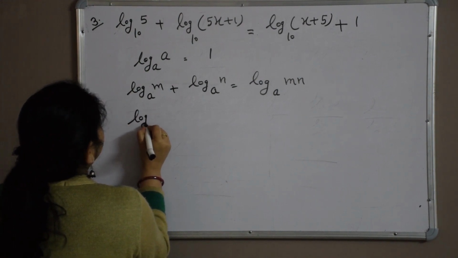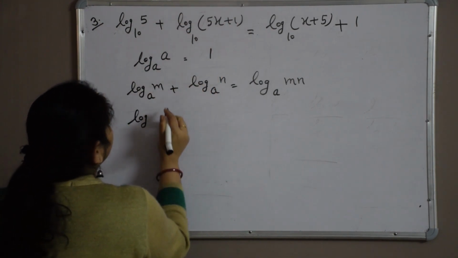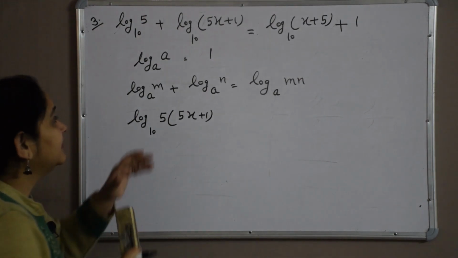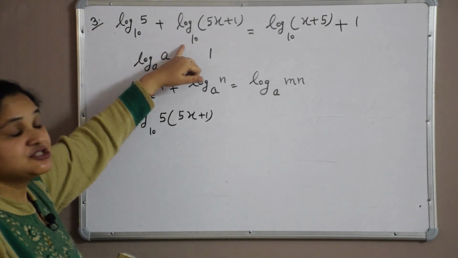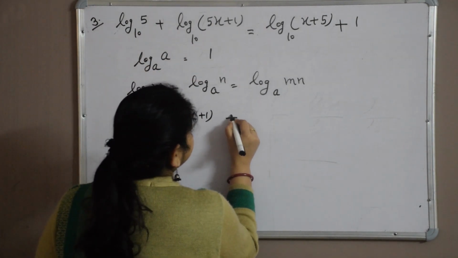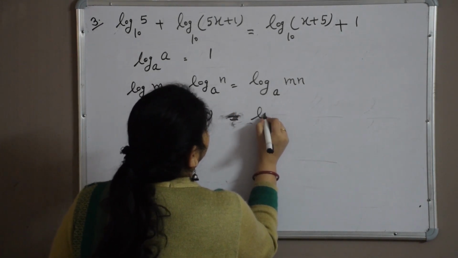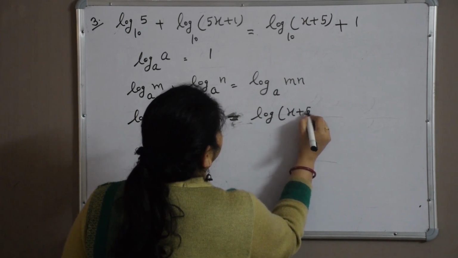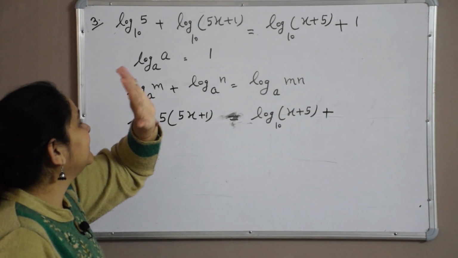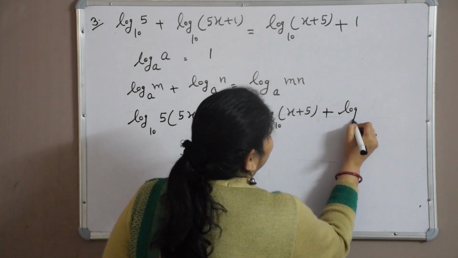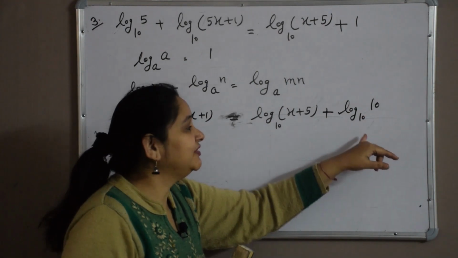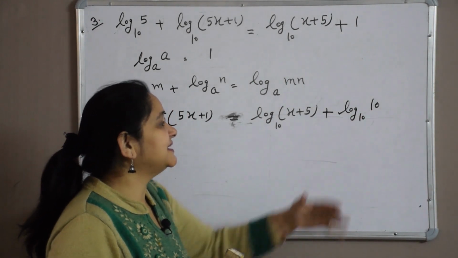We can write our given equation. This is m and this whole is n. So we can write 5 times 5x plus 1 to the base 10. Here one thing you have to notice is that the base should be equal. In both, the base is 10, is equal to log of x plus 5 to the base 10 plus. Now the interesting thing about this 1 is that we can write it as log of 10 to the base 10, because everywhere we are taking base 10, therefore here also we will use base 10, and whenever the base and this number are the same, its value is 1.